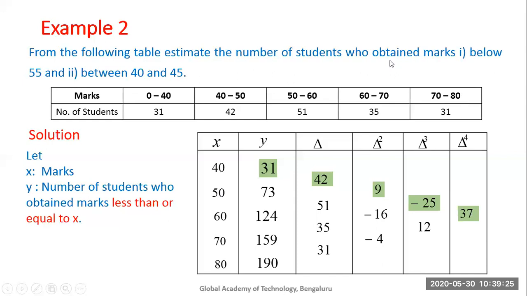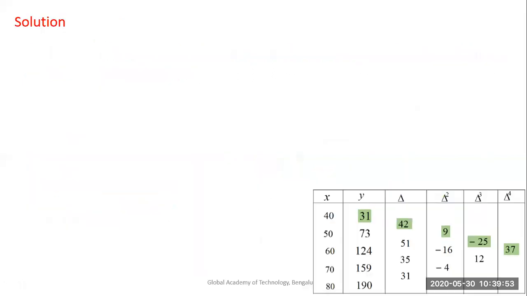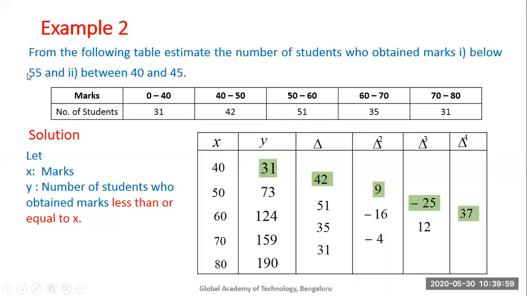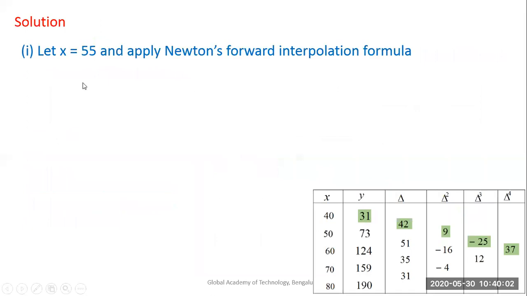First let me find the number of students who obtained marks below 55. Here I'm using the forward difference table as well as the forward difference formula, because the values of x given here, that is 55 and 45, are close to 40. 45 as well as 55 are close to the first value 40. So I'm using Newton's forward interpolation formula. In the first case, we take x equal to 55 because we want the number of students who obtained marks below 55, and apply Newton's forward interpolation formula.